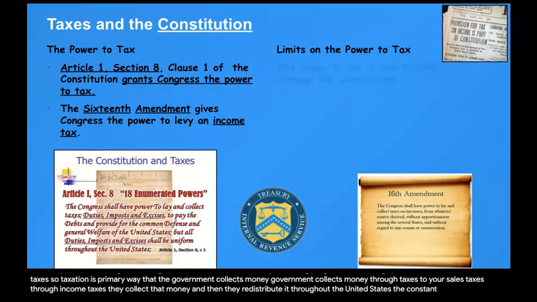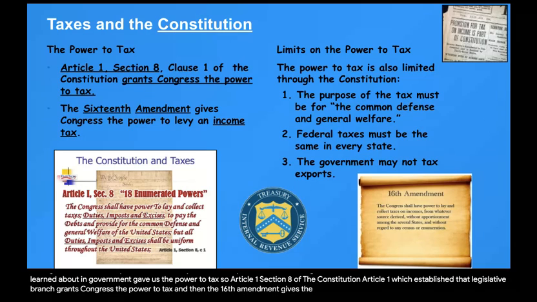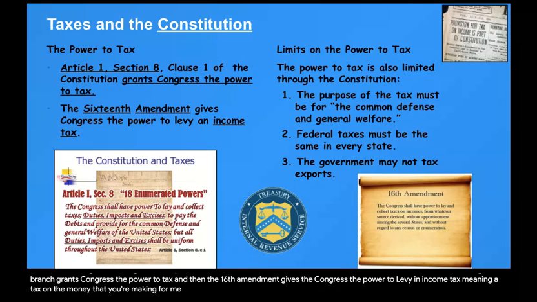The Constitution, of course, as we learned about in government, gave us the power to tax. Article 1, Section 8 of the Constitution, Article 1, which established the legislative branch, grants Congress the power to tax. And then the 16th Amendment gives Congress the power to levy an income tax, meaning a tax on the money that you're making from your job.